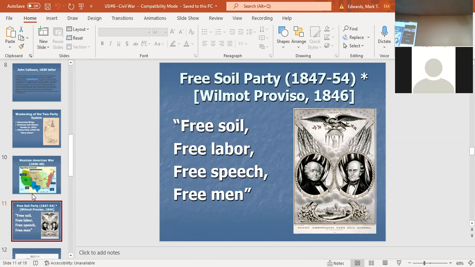Yeah, the Free Soil Party shuts down, but the Republican Party, which will be much more successful in messing up the two-party system, adopts as its slogan, free soil, free labor, free speech. Free. So understand the importance of third political parties in our history. More often than not, third political parties maintain the two-party system. That's their function. But at this particular point in our history, the third political parties weaken the two parties.